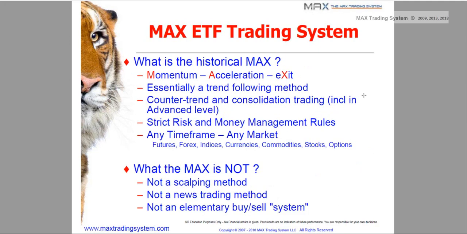Then once we have that set, we can define what the MAX is. Historically, and I will call that historical MAX the classical MAX, the MAX is in fact an acronym for three concepts, which are still, of course, valid with the MAX ETF. So the M stands for momentum. We need to see enough momentum in the price movement, but also enough volatility, before considering a potential trade. The A of MAX stands for acceleration.